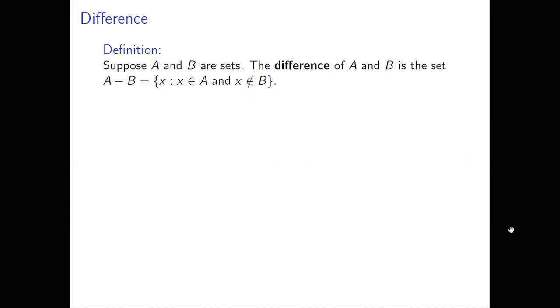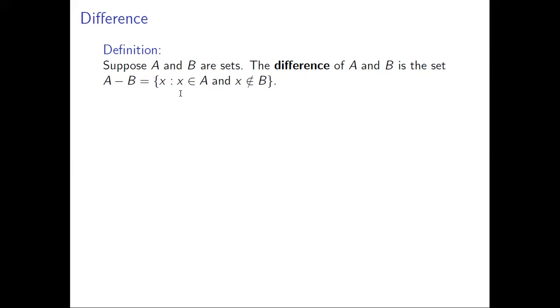Next operation is difference, which is similar to subtraction. So suppose A and B are sets. The difference of A and B is the set which we write as A minus B, which is defined as follows. It's a set of all x such that x is an element of A and x is not an element of B. So what this means is we start with things that are in A. If something is not in A, you can forget about it.